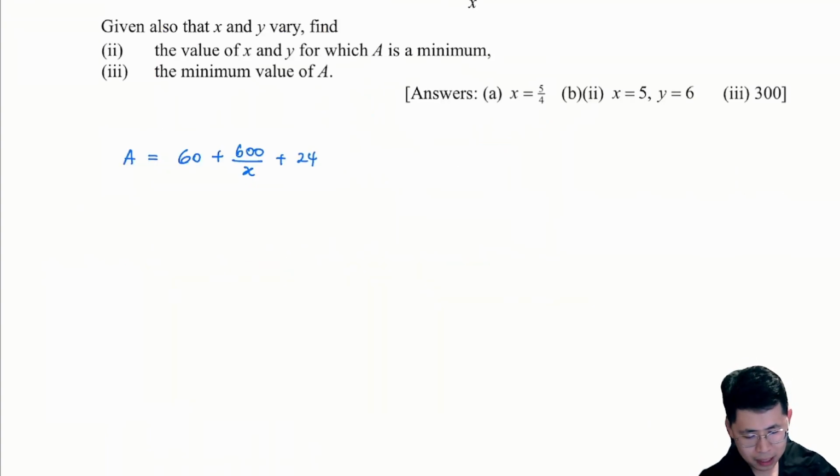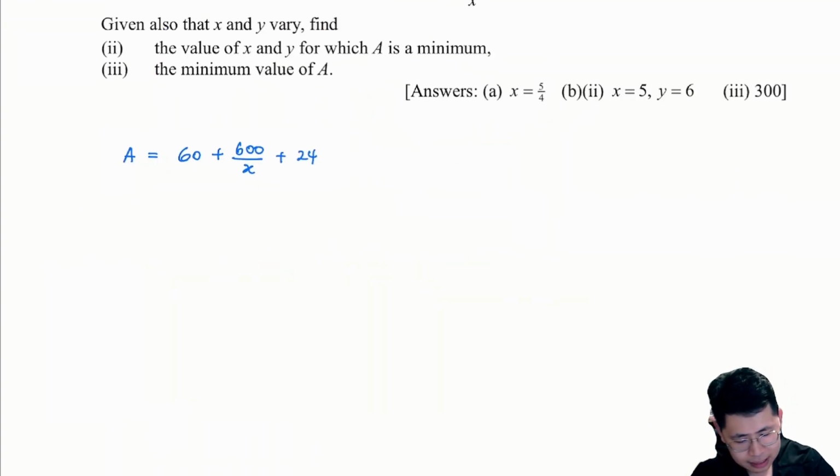So moving on to parts 2 and 3. Now given that x and y also vary, find the value of x and y. So we want to find the value of x and y. This one, be careful, read carefully. They want us to find the value of x. They want us to find the value of y, for which A is a minimum. Okay, so let us take a look.